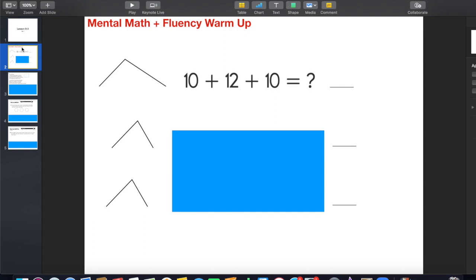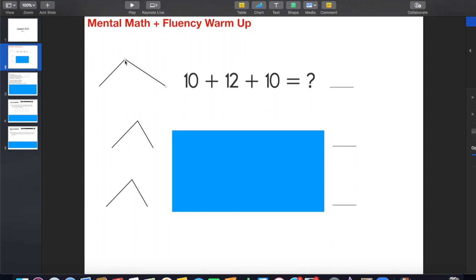You can get a sheet of paper if you'd like, or maybe you're able to just think about these problems and how you might group friendly numbers together to solve them. So take a minute. And if you want to pause the video, you can, and then we're going to talk about each one. So the first one is 10 plus 12 plus 10. So maybe pause it, think about it, and I'm going to explain my own personal strategy.